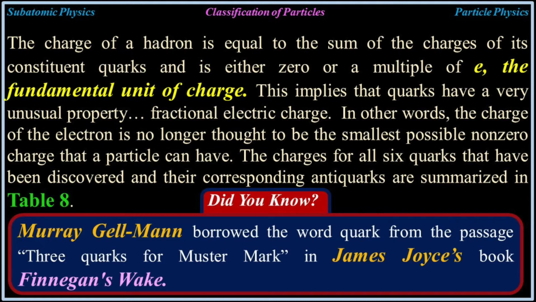This implies that quarks have a very unusual property: fractional electric charge. In other words, the charge of the electron is no longer thought to be the smallest possible non-zero charge that a particle can have. The charge for all 6 quarks that have been discovered and their corresponding antiquarks are summarized in Table 8. Did you know Murray Gell-Mann borrowed the word quark from the passage "Three quarks for Muster Mark" in James Joyce's book Finnegans Wake?